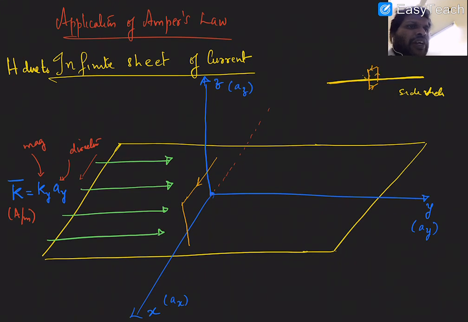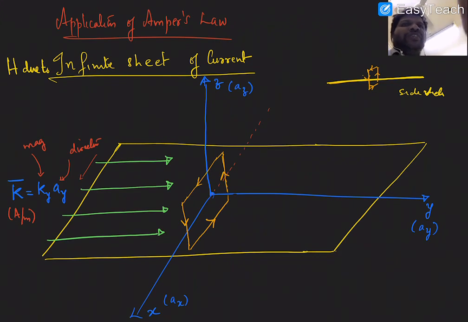So we are considering a loop. It is going down, then it is going in this direction. Let me draw it properly to avoid the confusion. It is going in this direction, then it is going up. So this is the loop, and we will consider this loop.